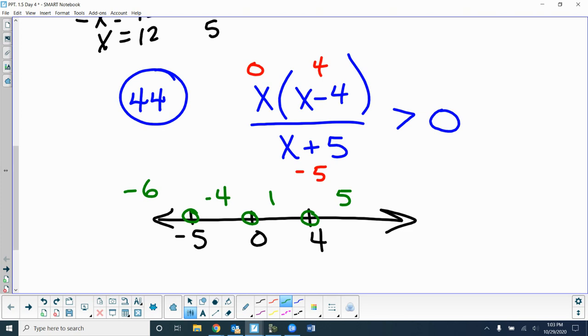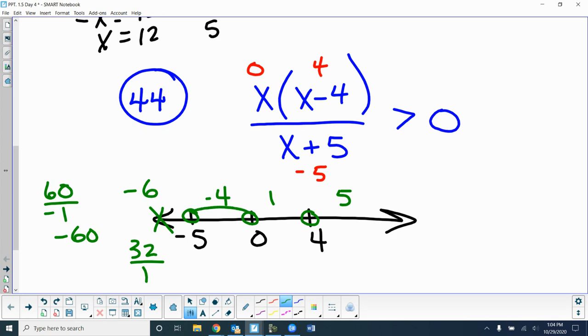So when I put -6 here and here, I get -6 times -10, which would be 60, over -6 plus 5, -1. All right, that's -60. Is that bigger than 0? No, so I wouldn't draw an arrow this way. -4 there and a -4 there gives me -8. So -4 times -8 would be 32 positive, and -4 plus 5 would be 1. Is 32 bigger than 0? Yeah. So I would connect those.